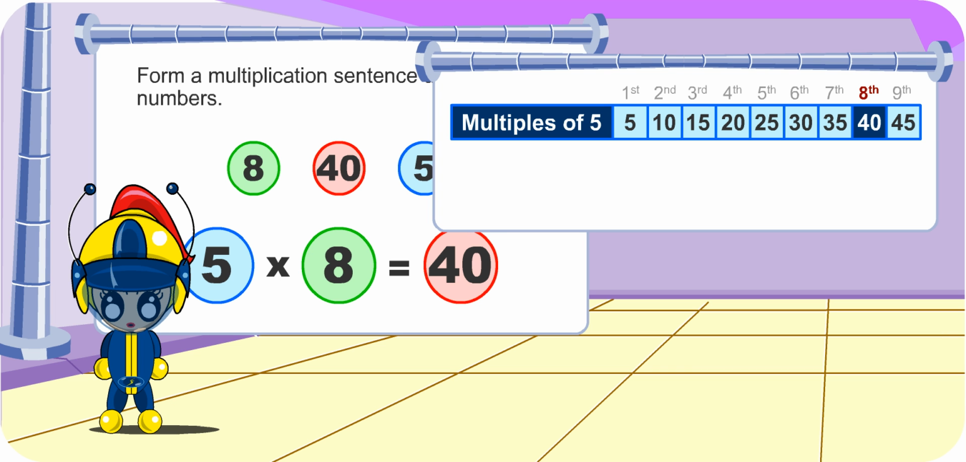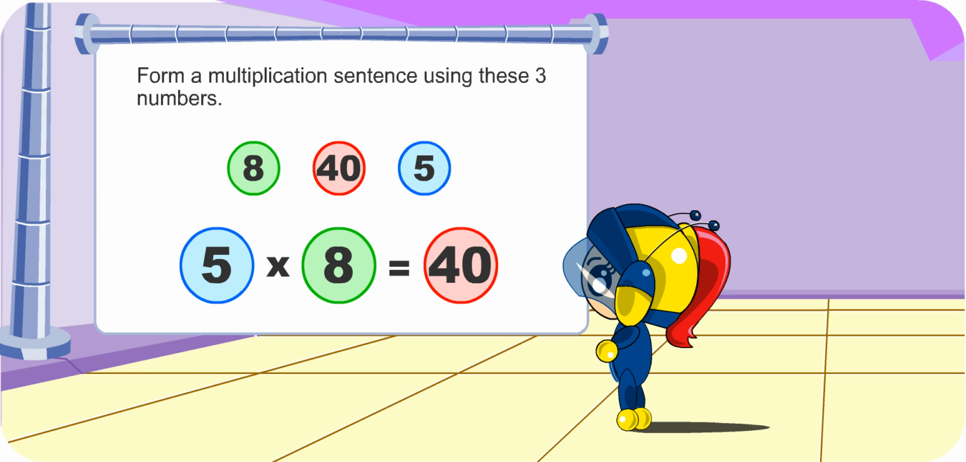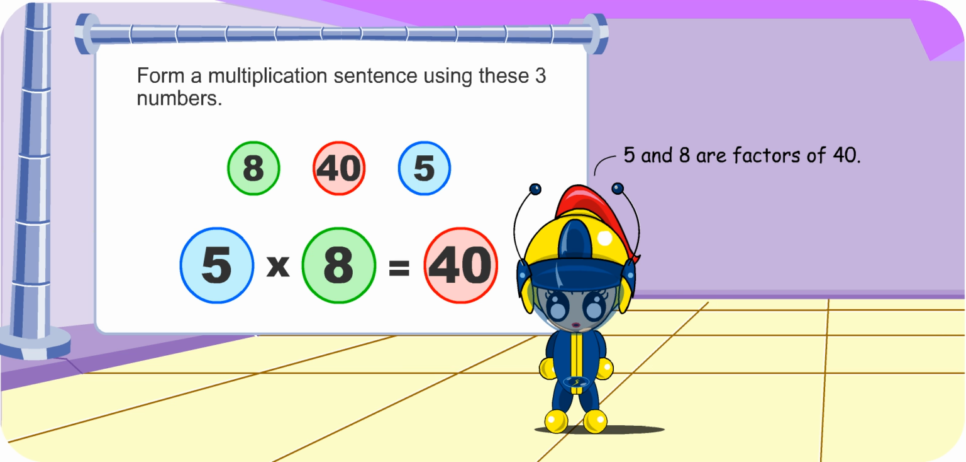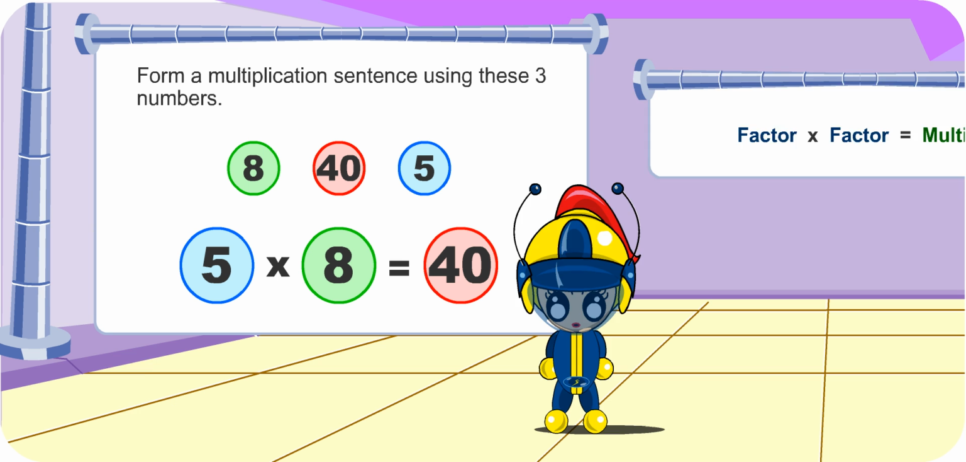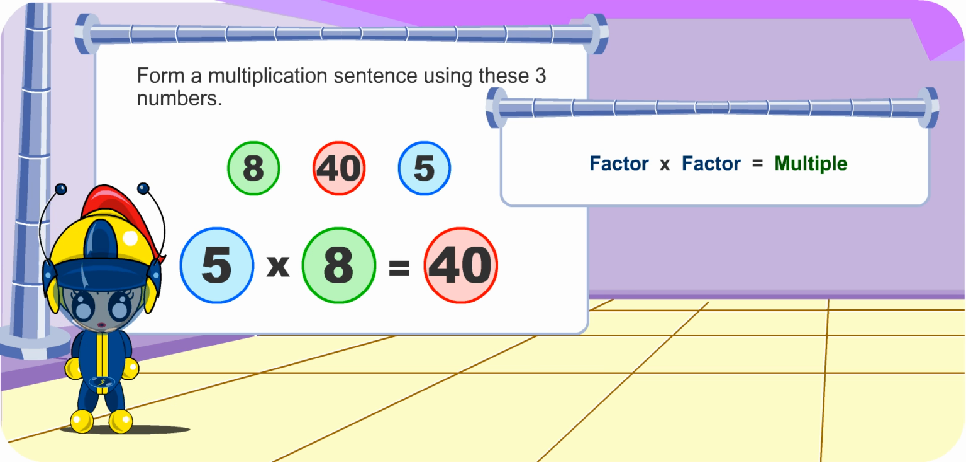Teacher, can I also say that 40 is the fifth multiple of 8? Of course. Now look at the multiplication sentence again. What can you say about the numbers 5 and 8? Since 5 times 8 equals 40, both 5 and 8 are factors of 40. Well said. So now can you tell the relationship between factors and multiples? The product of two factors is the multiple? Yes, you've uncovered the answer to your own question.